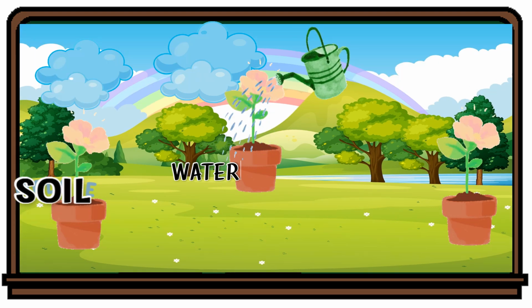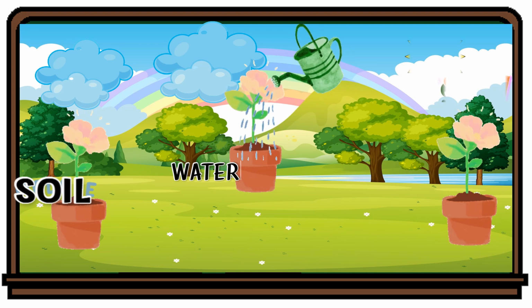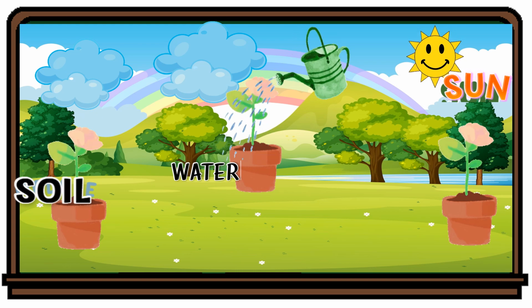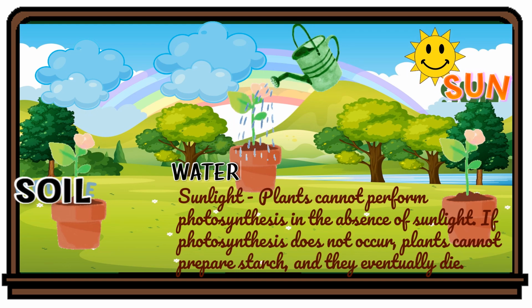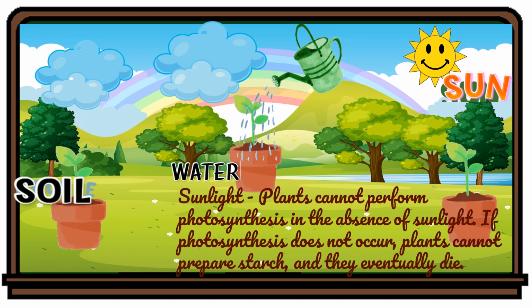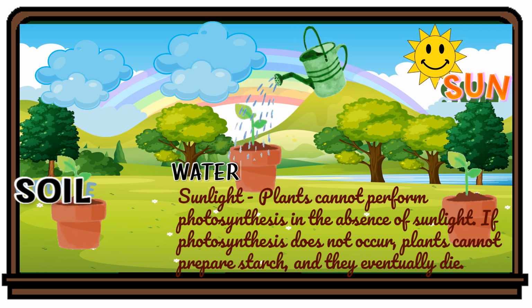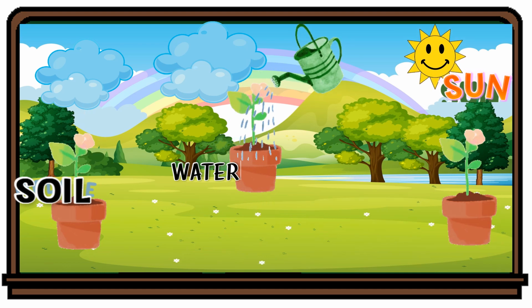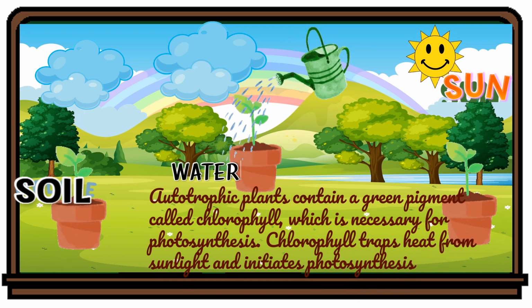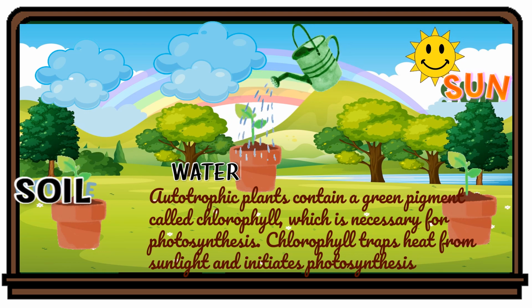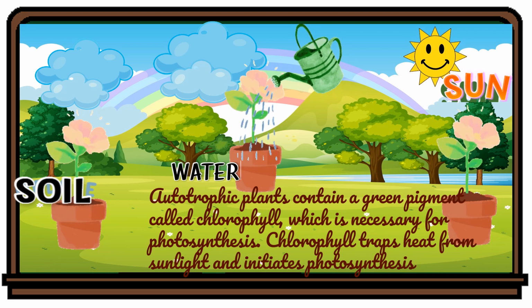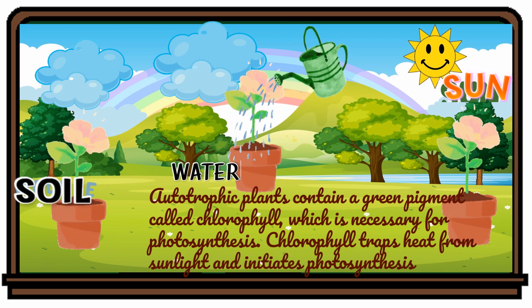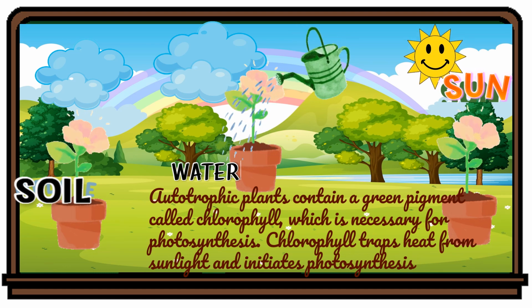Plants need soil, water, and of course, sun. Plants need sunlight. Plants cannot perform photosynthesis in the absence of sunlight. If photosynthesis does not occur, plants cannot prepare starch and they eventually die. Autotrophic plants contain a green pigment called chlorophyll, which is necessary for photosynthesis. Chlorophyll traps heat from sunlight and initiates photosynthesis.